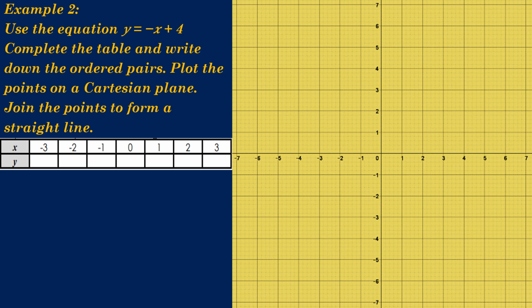So how do you complete the table? We're going to use the given equation y equals negative x plus 4. Let me write it down here: y equals negative x plus 4. Remember, we have already chosen the x values, which are our input values, or the independent variables. They are the independent ones, and we're going to calculate the dependent variables, which are the y values.